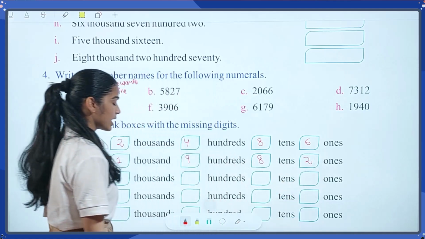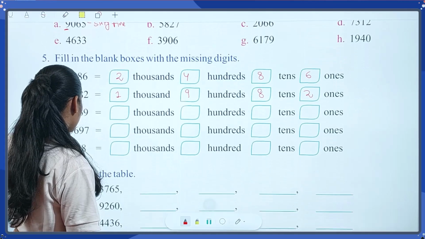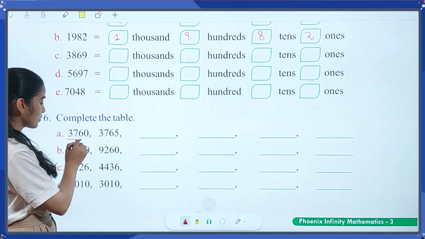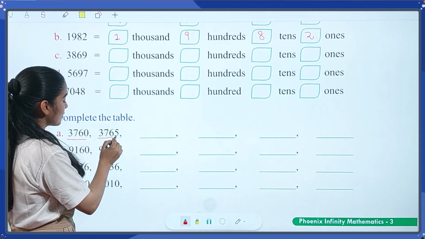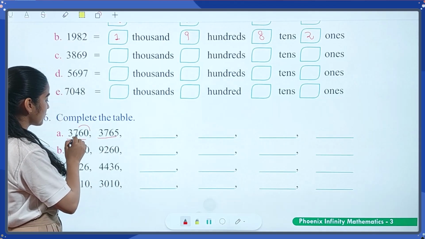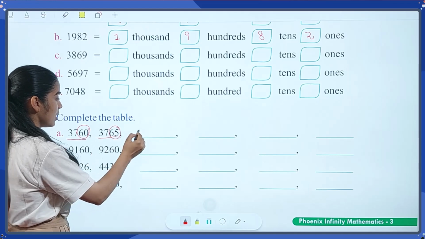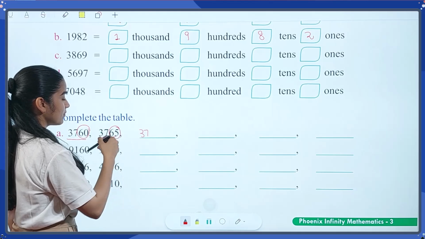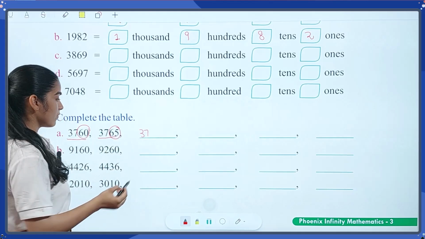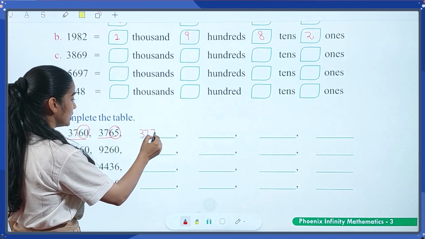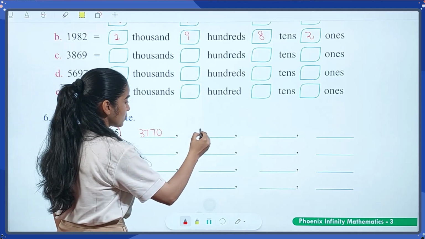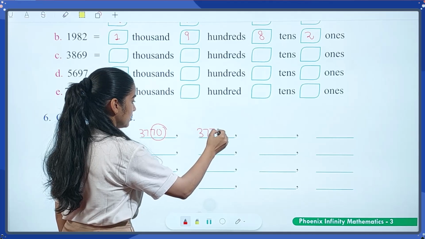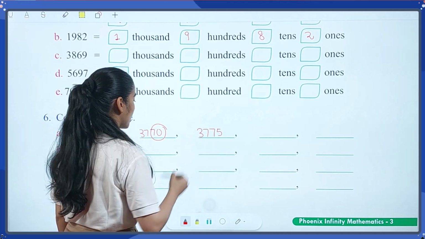Okay, so you can write the rest of the parts as I do. Complete the table. So we have 3,060, 3,765. So in this we have 60 and in this we have 65. So we have to repeat 3, 7. Now after 65, if we skip counting by 5, we have to write 70. Then again the same 3, 7. After 70 we have 75. So in the same manner you have to do it.